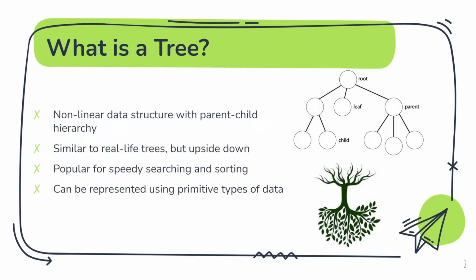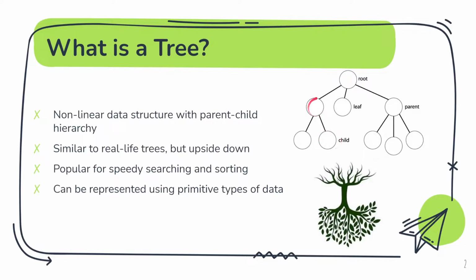To start off, let's look at what a tree is in programming. We can simply think of a tree as a nonlinear data structure with a parent-child hierarchy. This means that every child has exactly one parent node, but parent nodes can have multiple children. So for example, if you look at this node, it has exactly two children nodes, but you can see that any single node in this tree only has one parent.